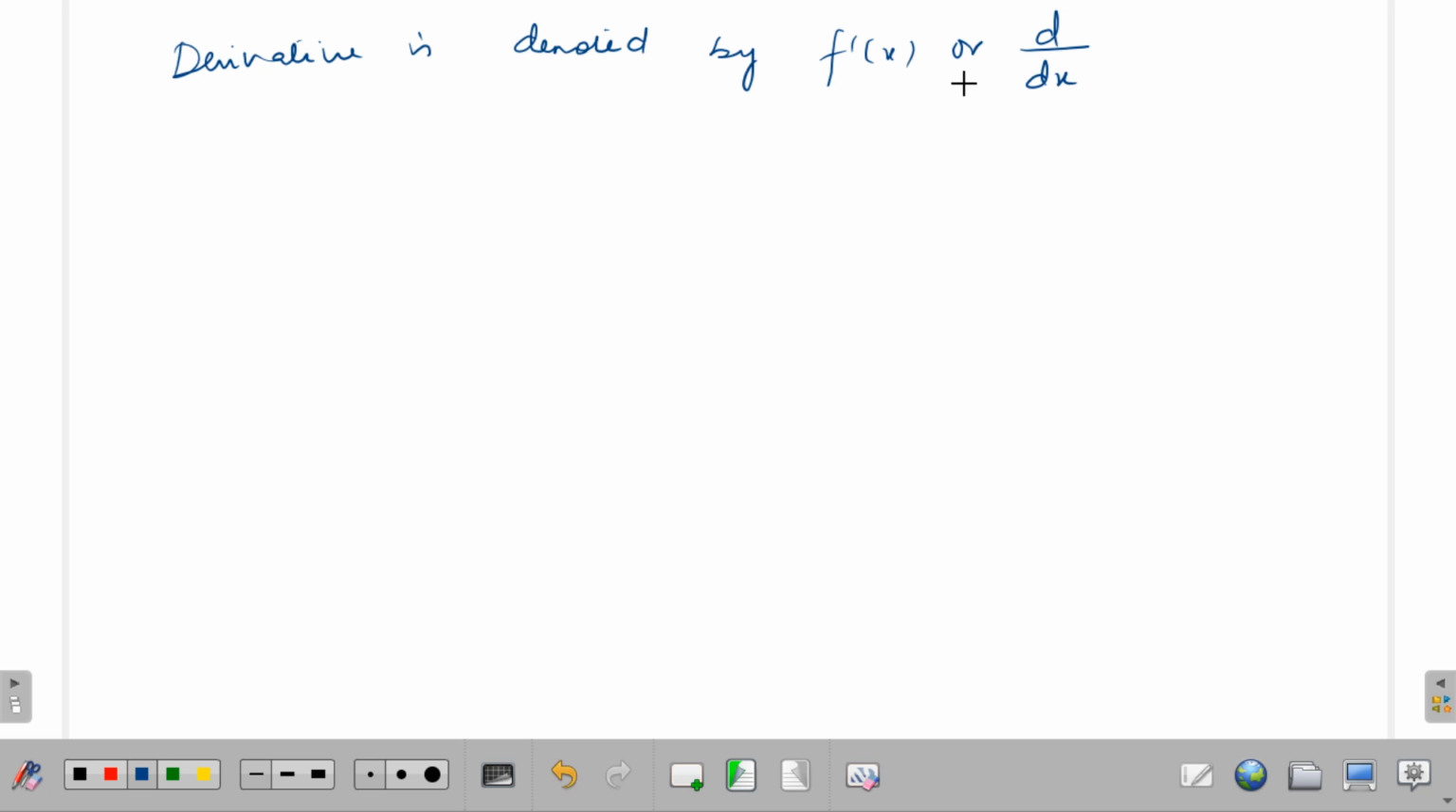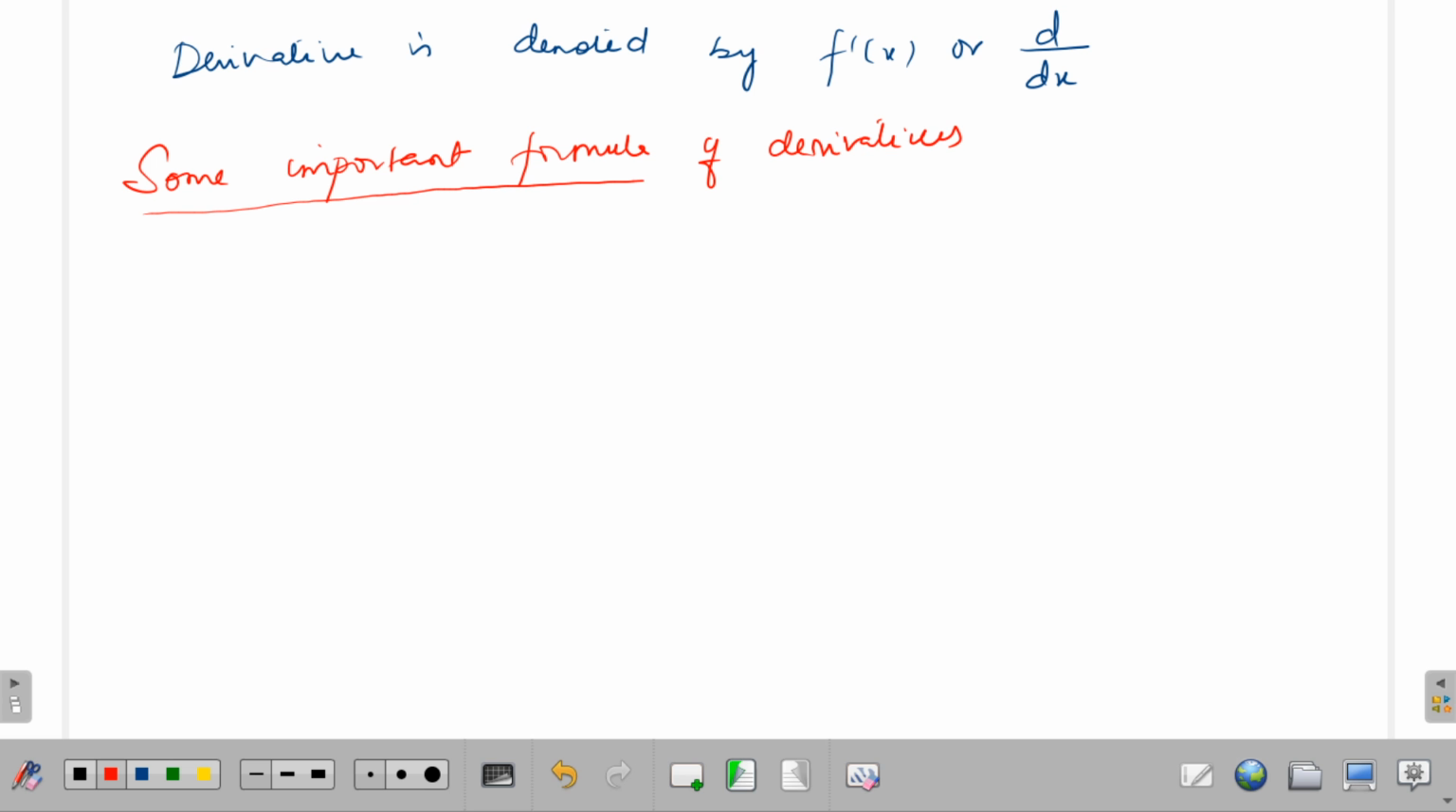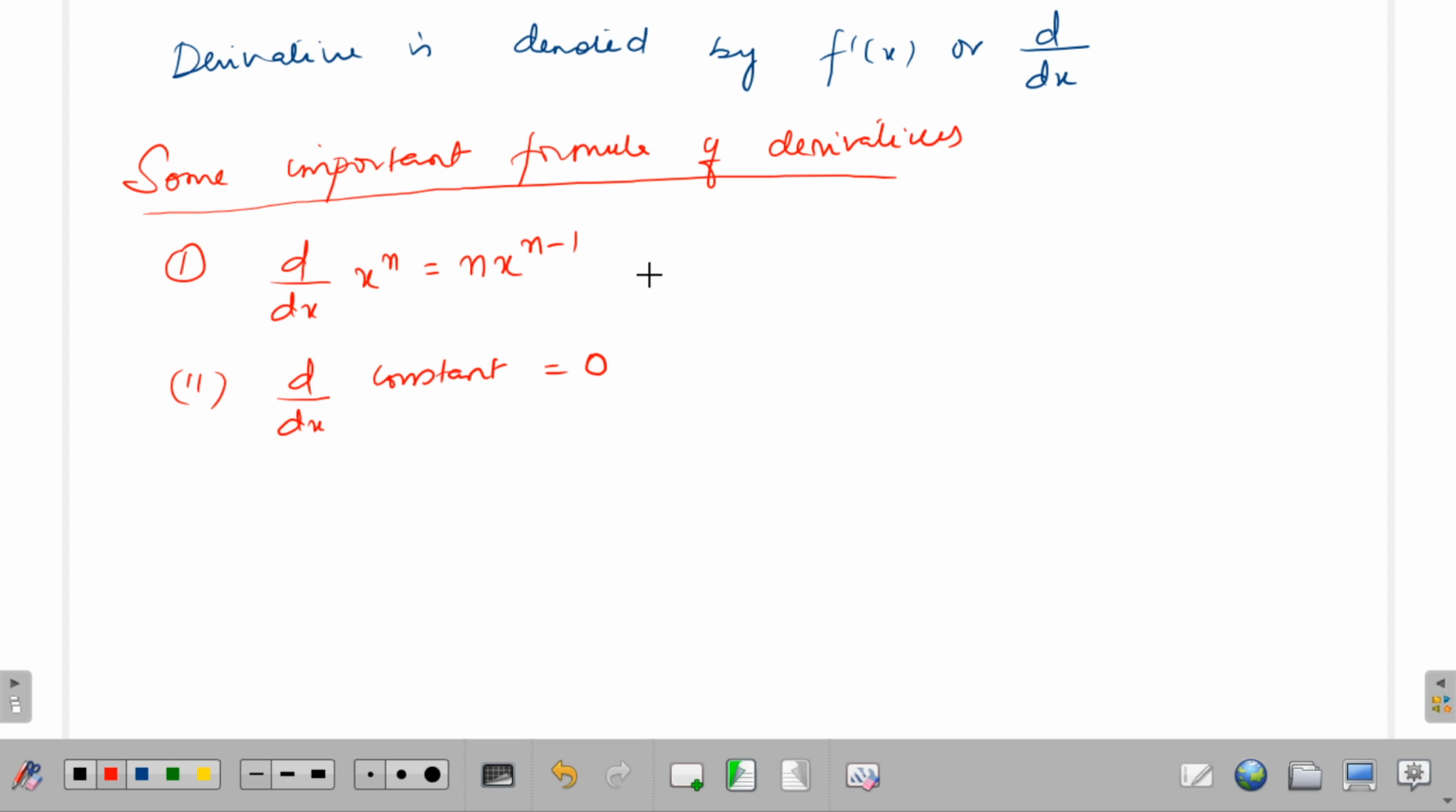Now let me write down some important formulas for derivative. The first one, do remember: d by dx of x to the power n is nothing more than n x to the power n minus 1. Second, d by dx of a constant, which means anything other than x, whichever you got, the answer will be 0.